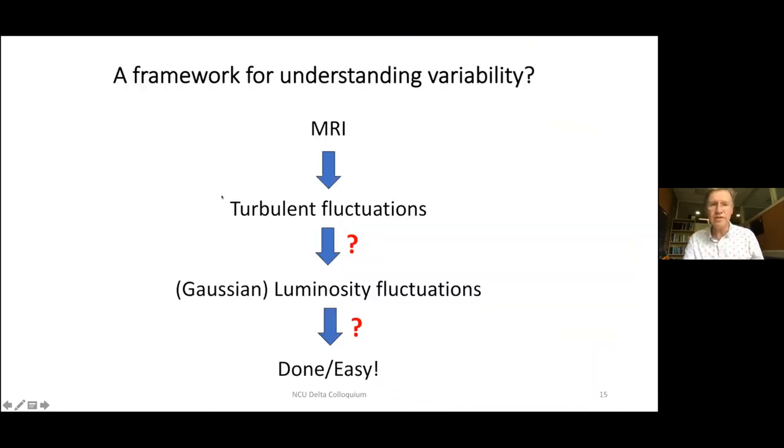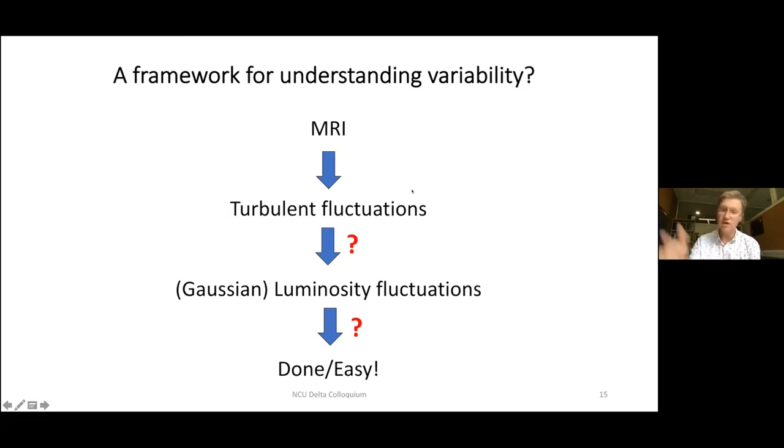Okay, so does this give us our framework for understanding variability? Because remember, the focus of this talk is variability. So you might have thought that this does. Here's the picture. We have the magnetorotational instability. This is driving turbulence. So we just get turbulent fluctuations in our flow.